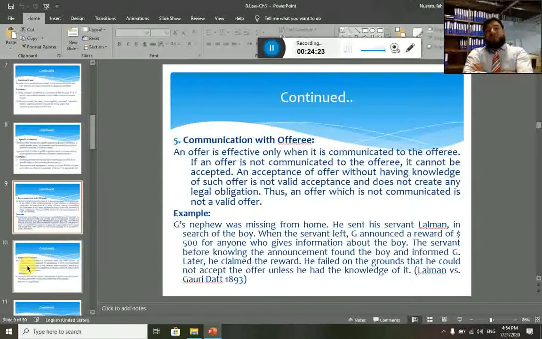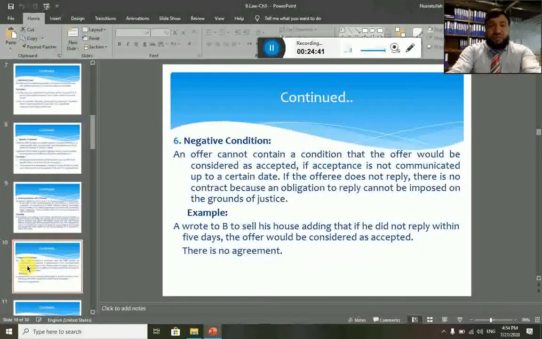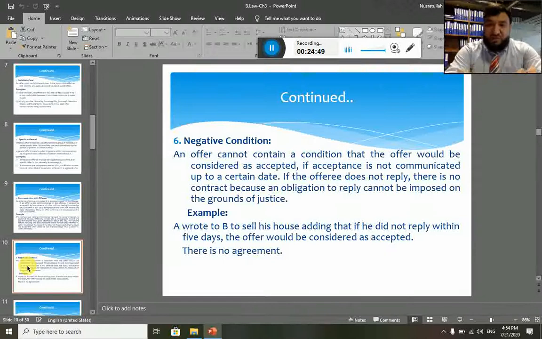When you know that the person has announced a reward, and then you find the document and return it, you can accept the offer because the offer is communicated to you. So that's one of the most important essentials of an offer as well. A negative condition: an offer cannot contain a condition that the offer would be considered as accepted. This is a negative condition, right? The offer would be considered as accepted if acceptance is not communicated up to a certain date. You cannot put this condition with an offer, right?